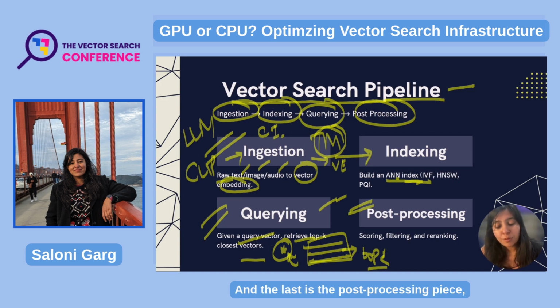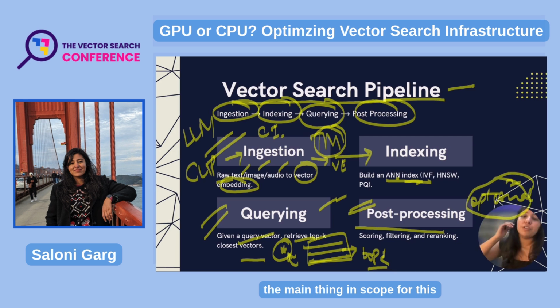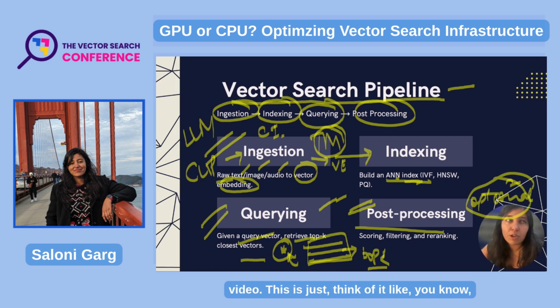And the last is the post-processing piece, which is a little bit optional, not really the main thing in scope for this video. Think of it like any business rule filters or re-ranking using sparse scores or any LLM re-rankers. That is what is going to be included here.